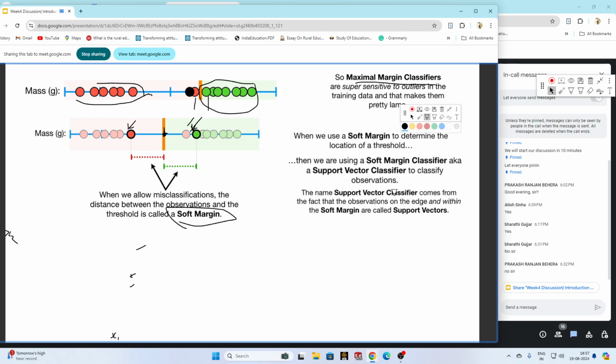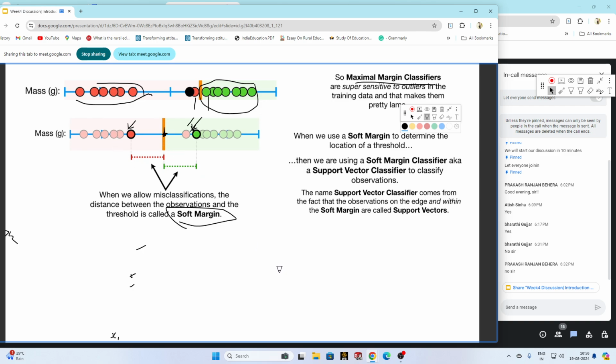Now, whenever this type of margin is formed, the threshold is known as the support vector classifier, and the extreme points, now without the outlier, are known as support vectors. These extreme points are known as support vectors, and this threshold is known as the support vector classifier, or soft margin classifier.